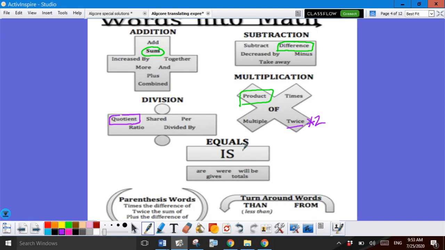Okay, and we looked at an equals. That was an is. And we have some special cases where we have parentheses. And that's when we have two operators in a row. We're going to see something like times the difference or times the sum, or twice the sum. We're going to see two operators.